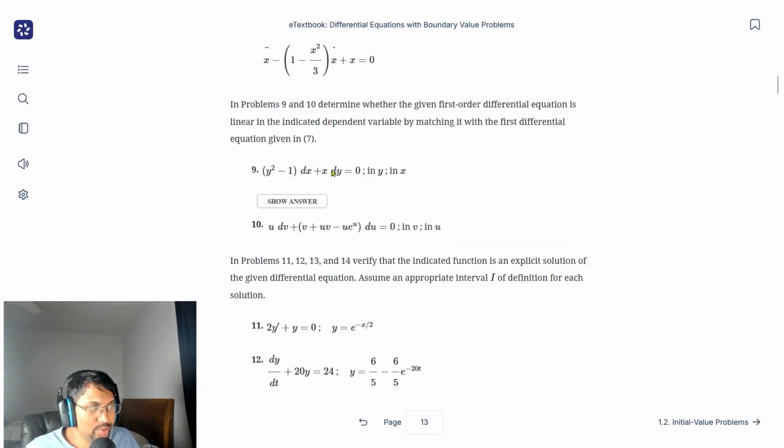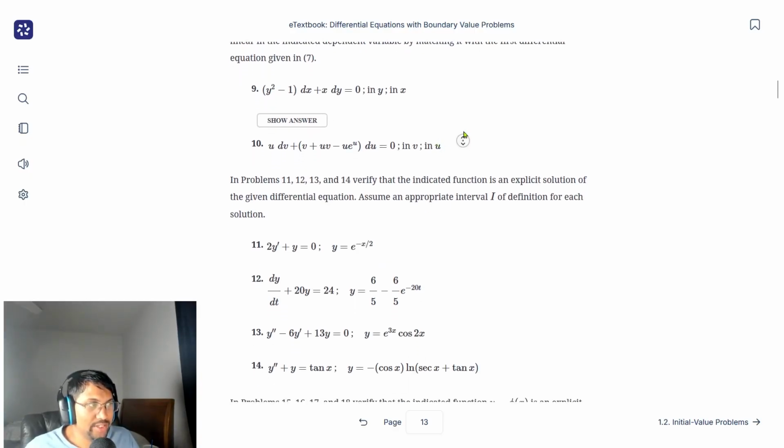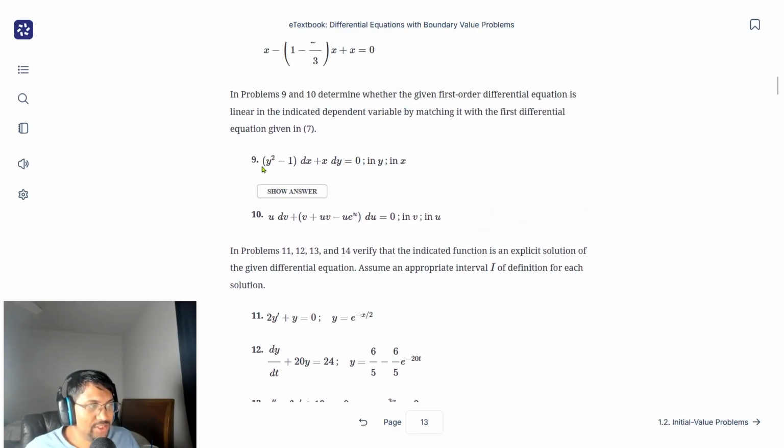And so moving on to questions 9 and 10, right? These are a little bit more of the same, but a little bit more in depth. We're already told our first order differential equations, and now we're analyzing them for the indicated dependent variable, and then seeing with respect to that variable whether or not it's linear, kind of seeing the linearity of that.